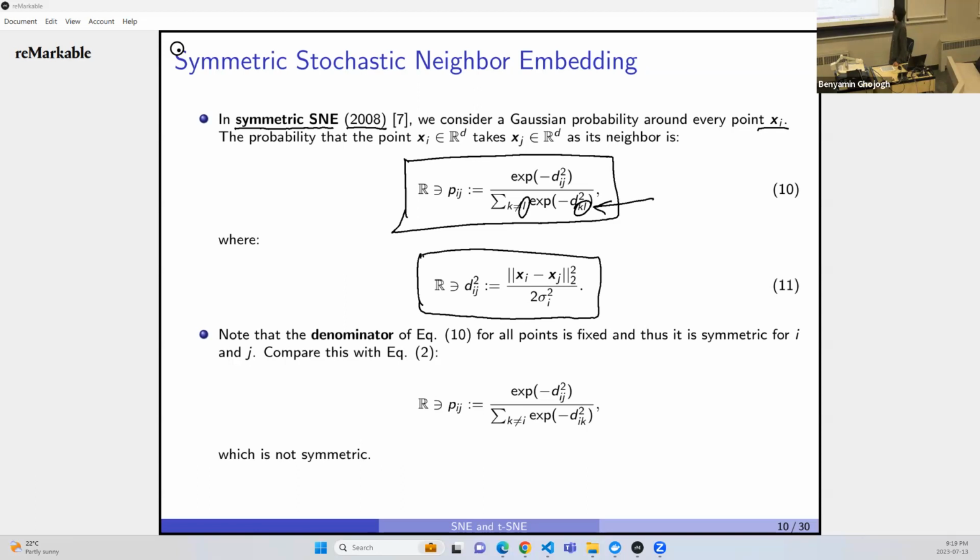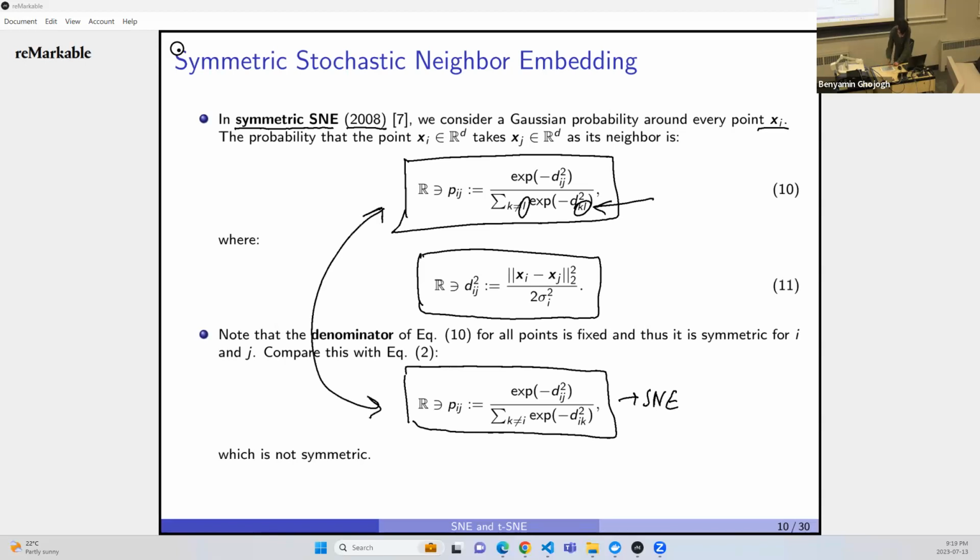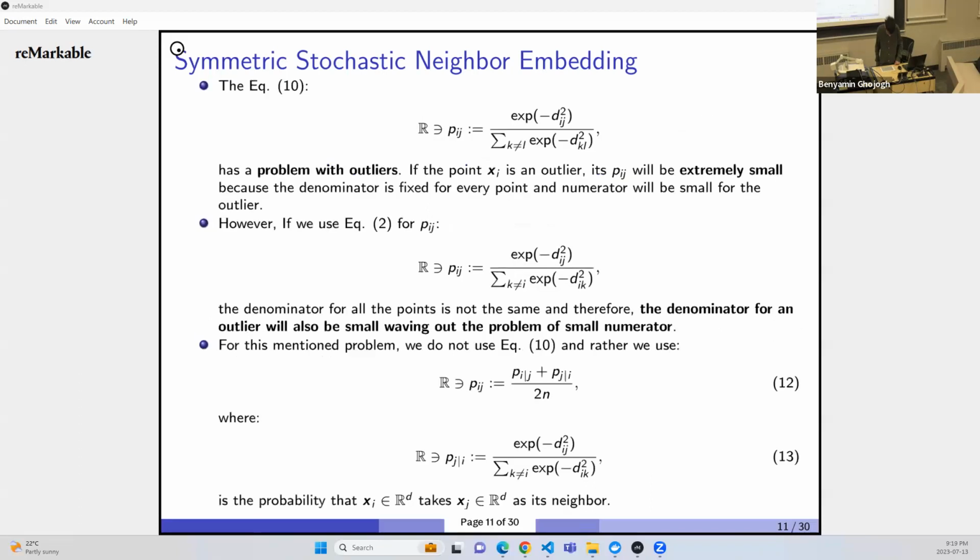And yeah, so this is exactly what we had in SNE. We compare these two. So this is what they had. However, there is a problem with this. Okay, this is symmetric SNE, but there is another problem. So the problem of non-symmetry is resolved. Now another problem occurred.